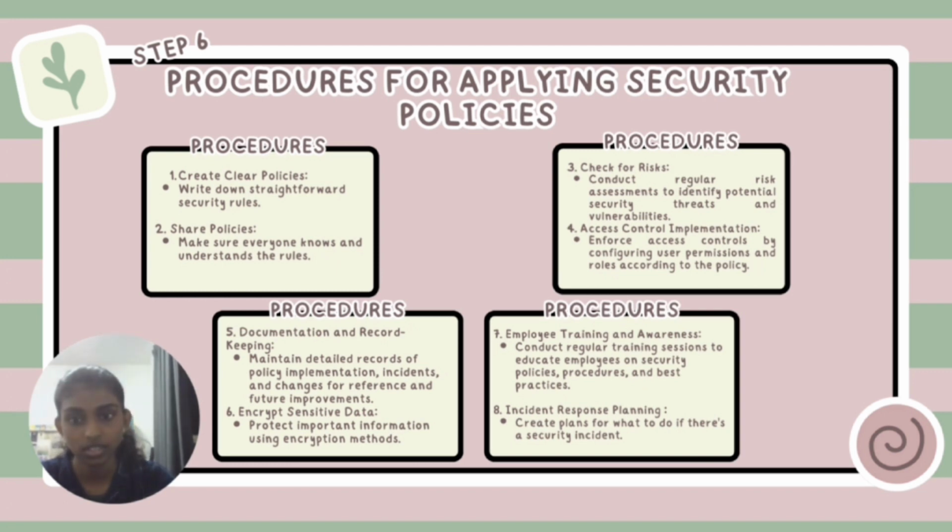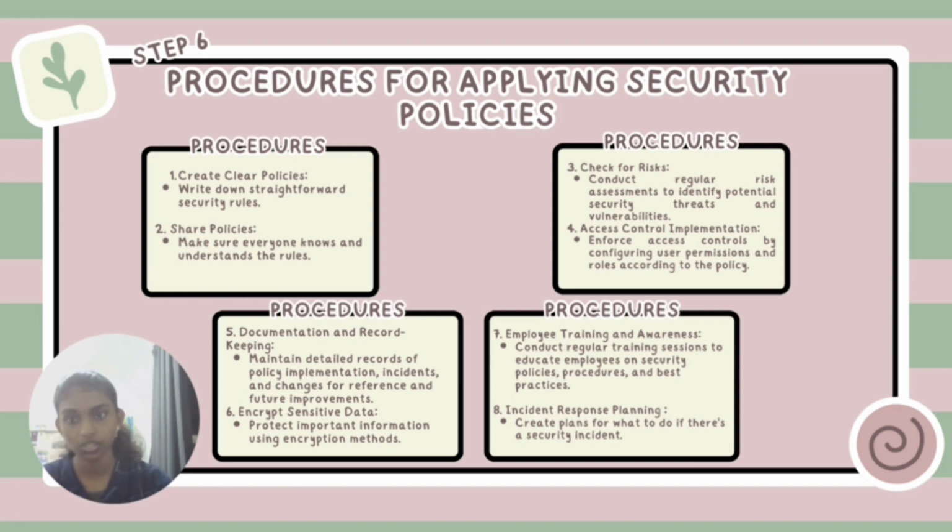The fourth procedure is access control implementation, which means enforce access controls by configuring user permissions and roles according to the policy. The fifth procedure is documentation and record keeping. Always maintain detailed records of policy implementation, incidents, and changes for reference and future improvements. The sixth procedure is encrypt sensitive data. Protect important data of the organization using encryption methods.